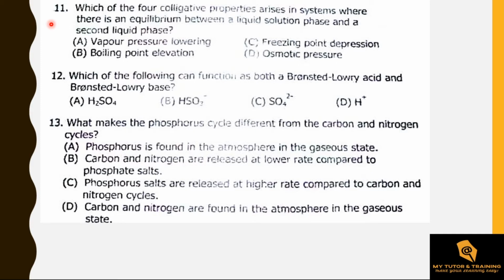Let's come to question number 12. Which of the following can function as both a Bronsted-Lowry acid and a Bronsted-Lowry base? For a substance or compound to act as a Bronsted-Lowry acid and base, it must be able to do two things at the same time. A Bronsted-Lowry acid is a substance which can furnish or give hydrogen to another substance, and a Bronsted-Lowry base is a substance which can accept a proton from another substance.